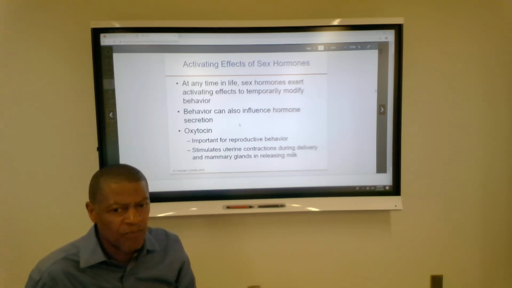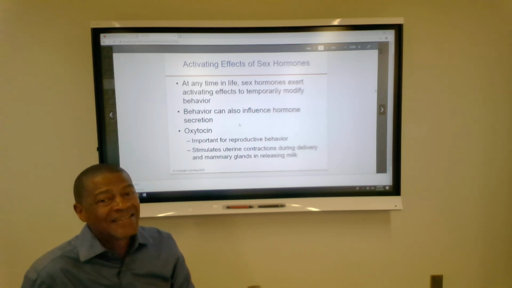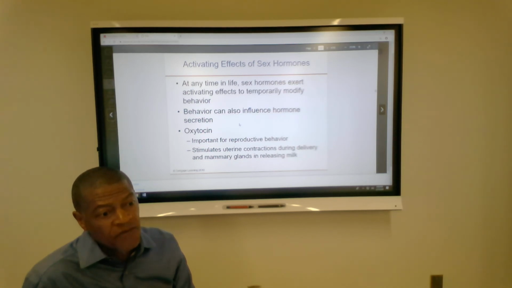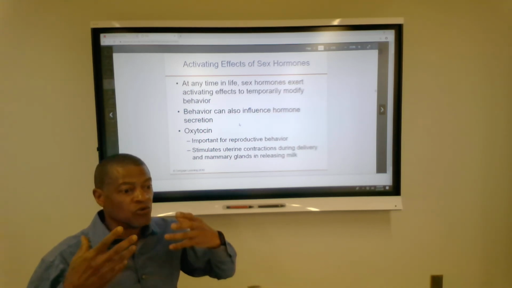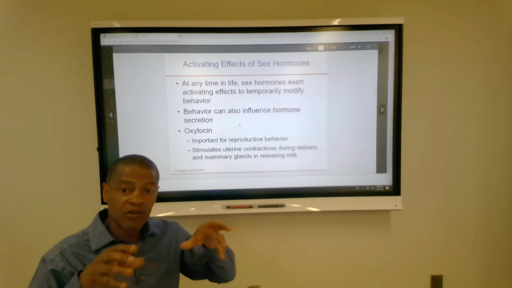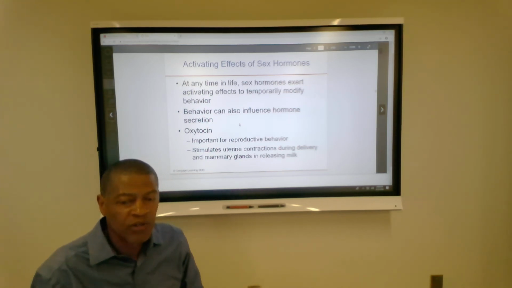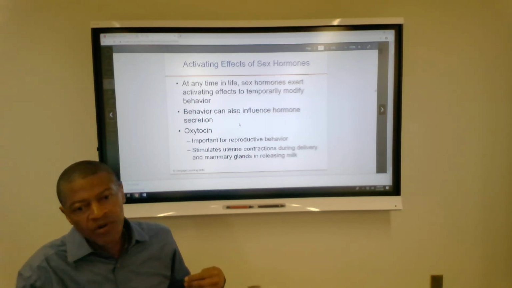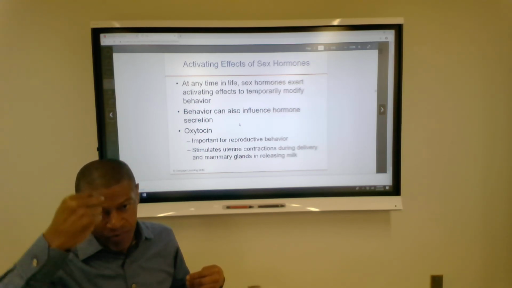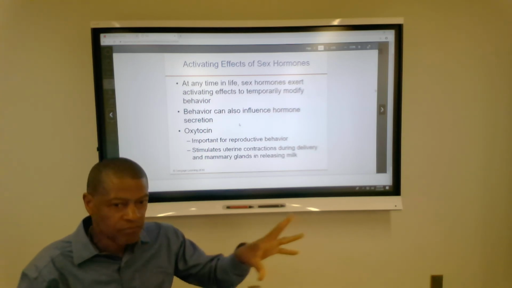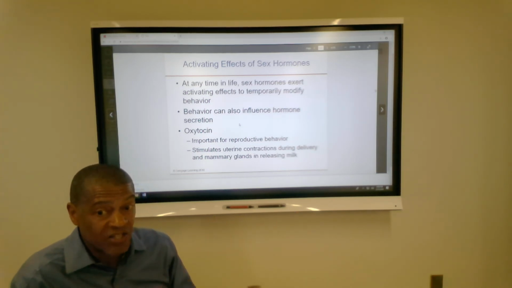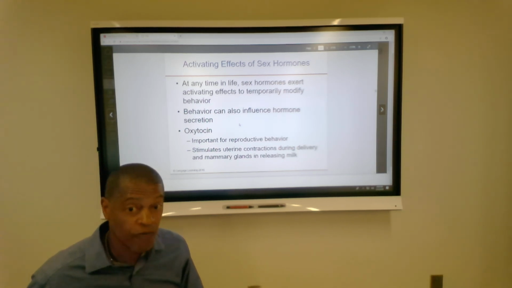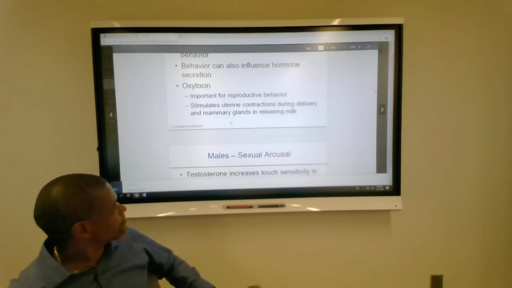Oxytocin comes from the pituitary gland, particularly the posterior pituitary gland. It's associated with female parturition, that is, uterine contractions to deliver a baby, labor contractions. Also with milk release from the mammary glands. A child suckles on the nipple, information goes to the brain. The brain sends the chemical down to the nipple to release milk. That chemical is oxytocin. So we now have some triggers that can make a male do what he does or a female do what she does.